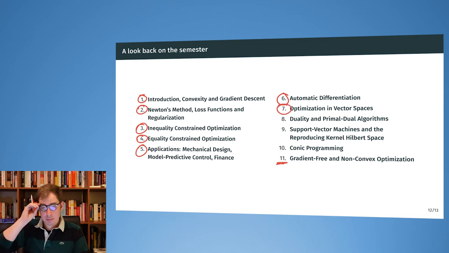Okay. Lecture seven, optimization in vector spaces. This was again some more mathematical background that we needed for the next lecture on duality, but it has also some nice applications on its own, because in vector spaces and especially in Hilbert spaces, we can now do a projection for which we know that is a minimum distance projection for a certain norm, and there are already applications for that.